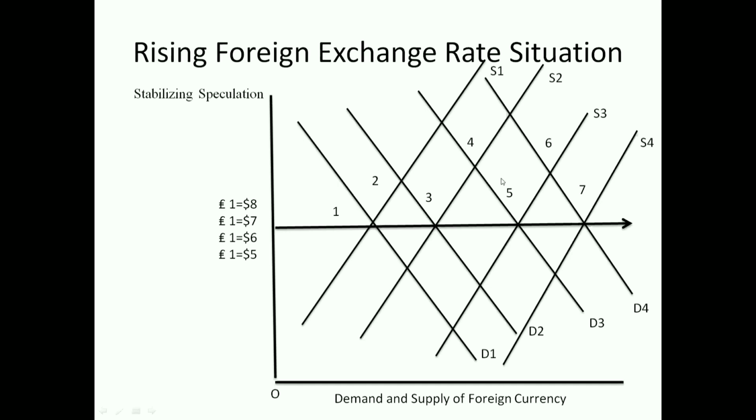From 3 to 4 again you are reaching. This is a rising foreign exchange rate situation. The demand for foreign exchange is rising, but again the supply of foreign exchange is increasing because some speculators are thinking that they would earn today, they'll not earn this much in the future.